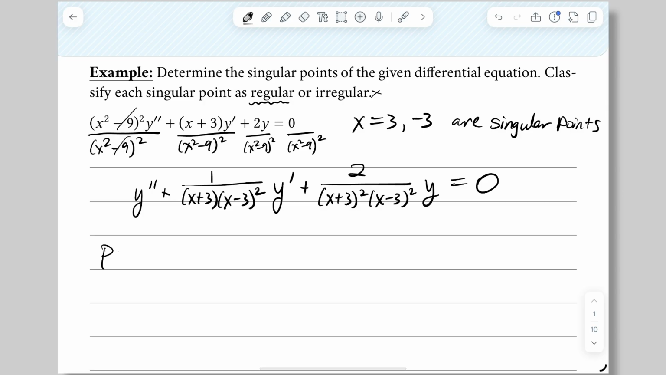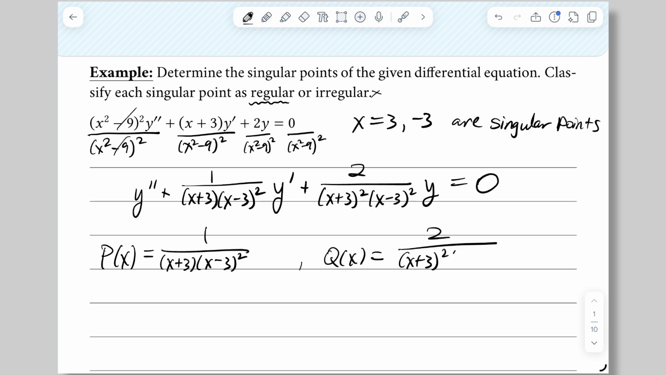We can see that p of x, for what we're used to with standard form, is then equal to the function in front of y prime, so 1 over (x plus 3)(x minus 3) squared. And q of x is the function that we have that's multiplied by y, so q of x here is equal to 2 over (x plus 3) squared times (x minus 3) squared.